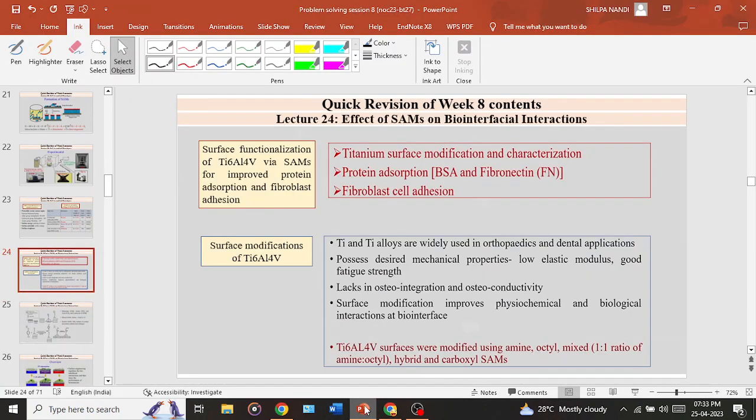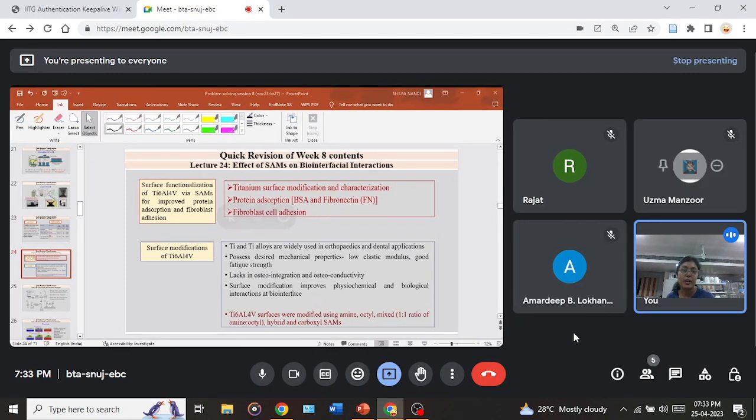So next we have this last lecture revision left. So in this particular lecture, the effect of SAMs on biointerfacial interactions have been taught. So basically two examples were given, and one of them is surface functionalization of titania via SAMs for improved protein adsorption and fibroblast adhesion. So in this case, titanium surface modification and characterization has been done for protein adsorption involving BSA and fibronectin as well as fibroblast cell adhesion.